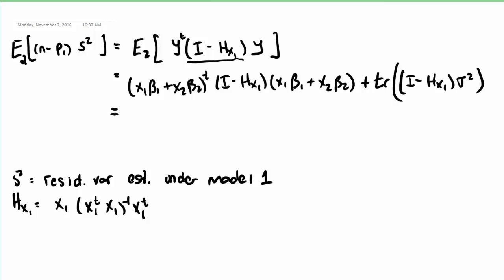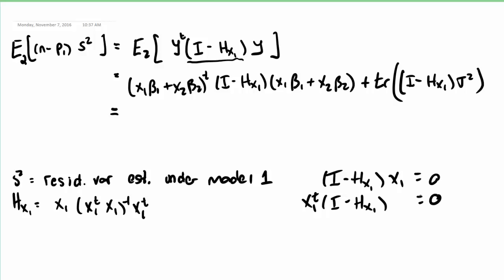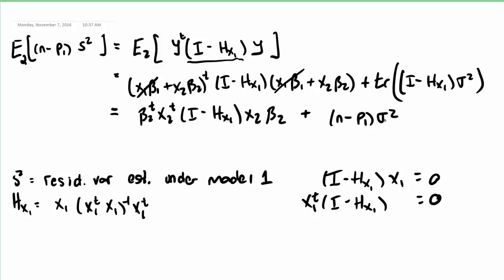Now let's garbage collect a little bit. Recall I minus the hat matrix for x1 times x1, and x1 transpose times I minus the hat matrix for x1. Both of these are equal to 0. So I can get rid of those terms and say that this is beta 2 transpose x2 transpose, I minus h of x1, x2 beta 2. And then the trace of I minus h of x1 times sigma squared. We've done these kinds of calculations before. The sigma squared pulls out, and the trace of I minus h of x1 is n minus p1. We did that exact calculation when we showed that the variance was unbiased.